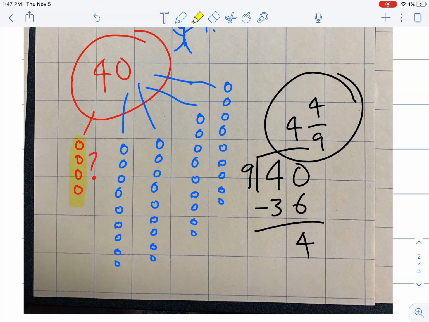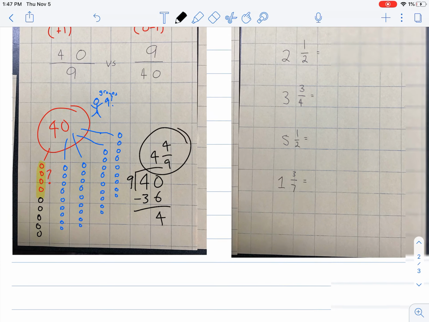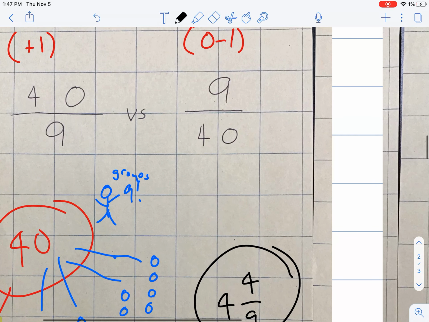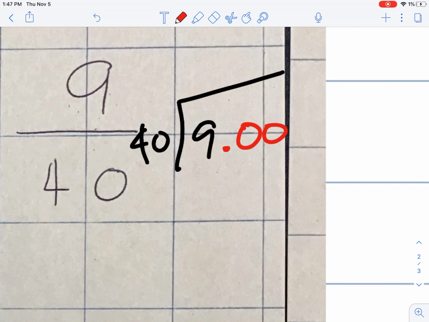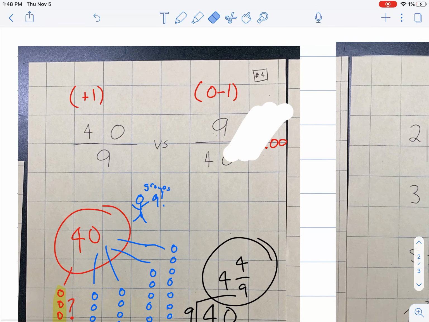So this 4 out of 9 right here, all right? That, if it were to make a whole group, it would have been 5. It didn't make a whole group, so that remainder is just that, that 5th group, 4 out of 9 people. 9 out of 40, that would look like this. And we haven't learned how to do that yet, and we will, but that's 0 point something, right? Check it on a calculator if you don't agree.